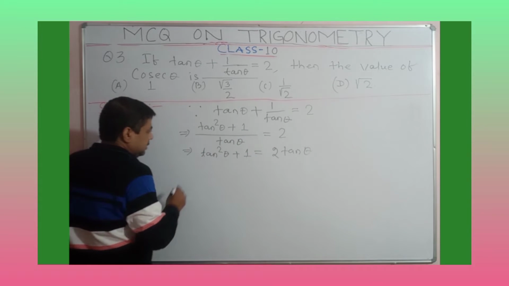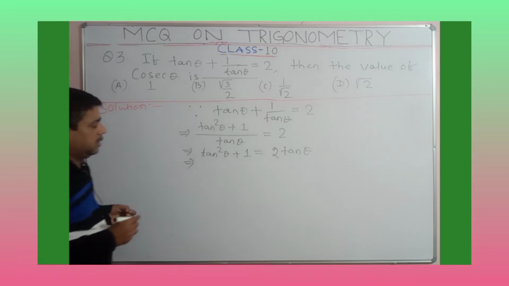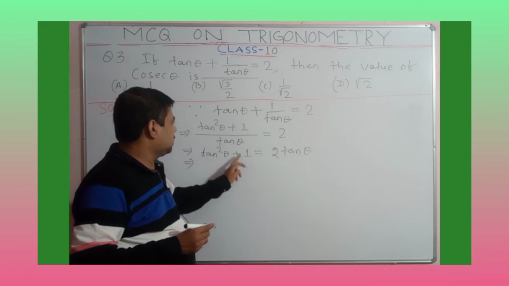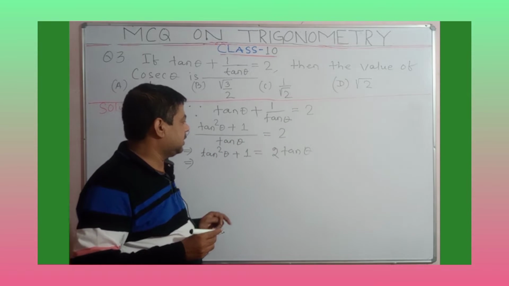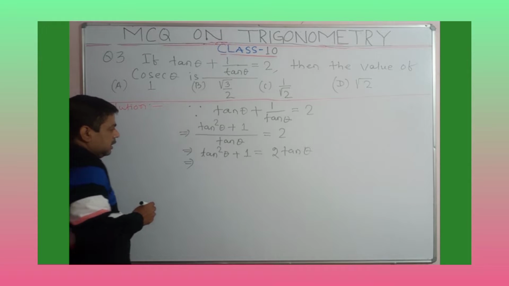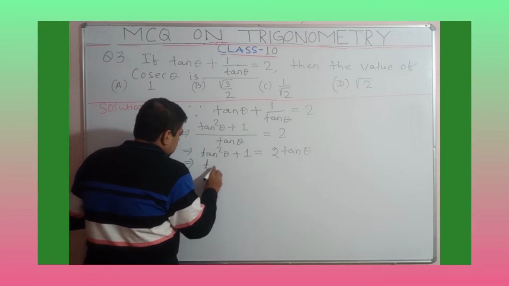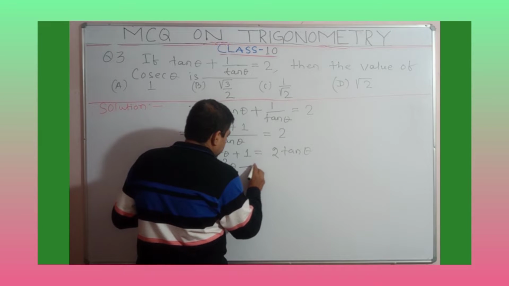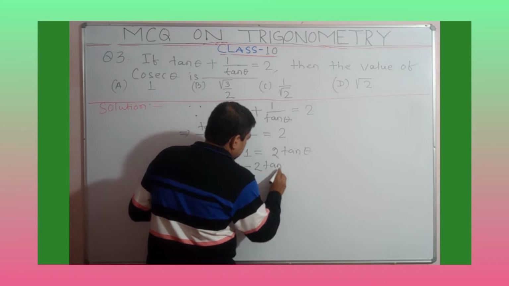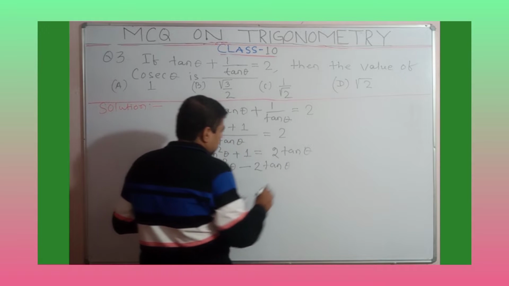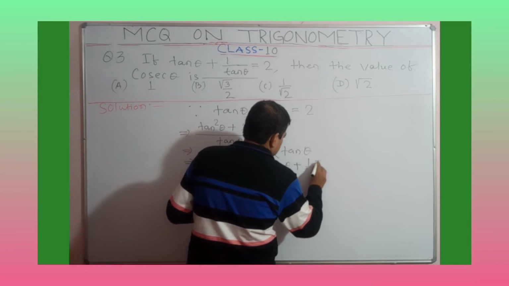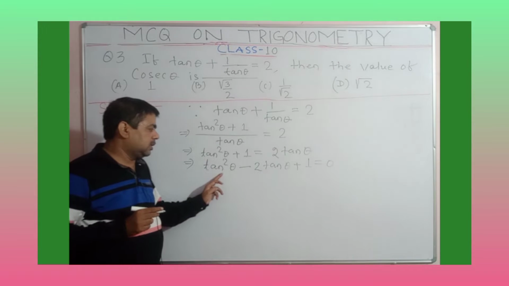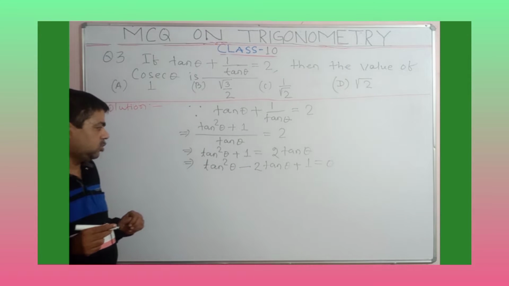Understand? Is it clear? So tan square theta plus 1 upon tan theta is equal to 2. So tan square theta plus 1, this tan theta will be transferred to the right side. It will be 2 into tan theta. Let's see again, tan square theta plus 1 and 2 tan theta will be minus 2 tan theta after transposing, and the right side will be 0. So tan square theta minus 2 tan theta plus 1 is equal to 0.